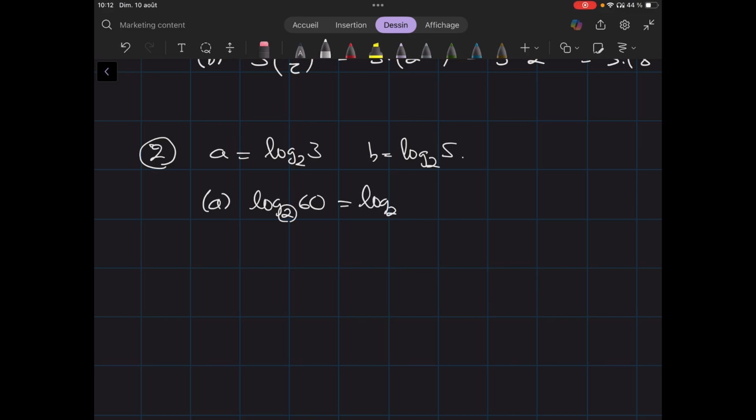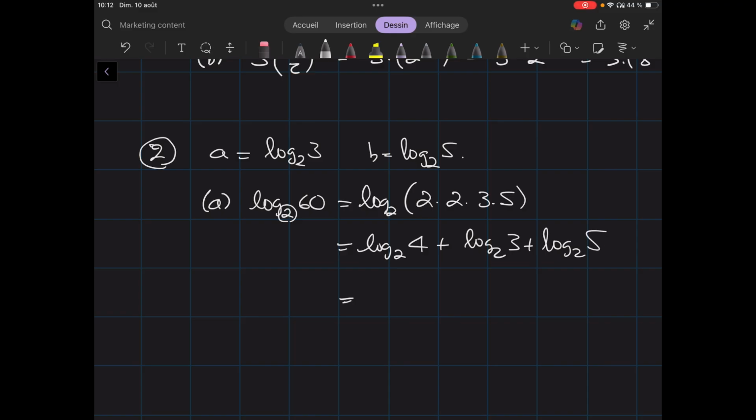60 is 4 times 15, so we can express it as 2 times 2 times 3 times 5, going back to your prime factorization. Therefore, this is log base 2 of 4 plus log base 2 of 3 plus log base 2 of 5. This one is equal to 2, that one is A, that one is B, and we're done.